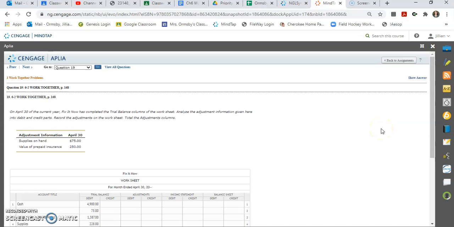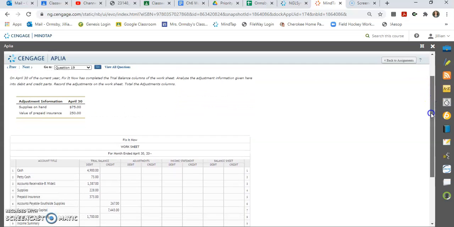So today we're going to do Work Together 6.2, and for this lesson, we learned how to do adjustments at the end of the fiscal period. So we learned that we have to account for the supplies and the insurance that we used over the fiscal period to update the balances that we have left over moving on till next fiscal period.